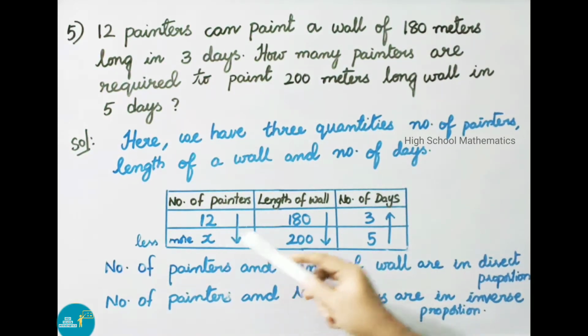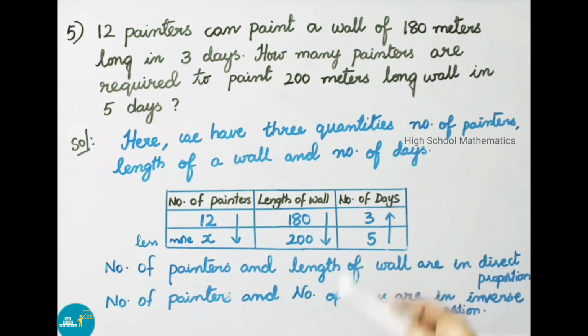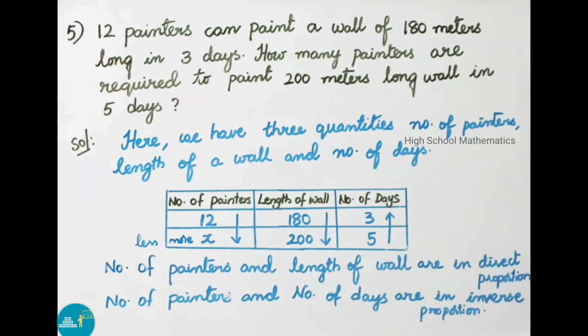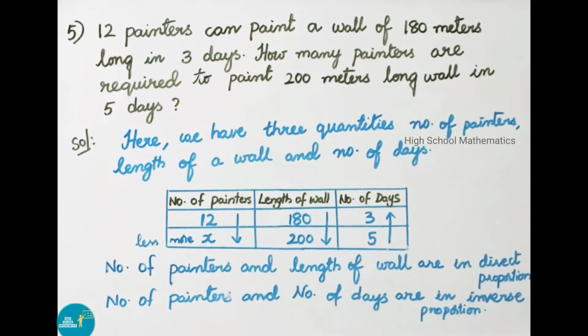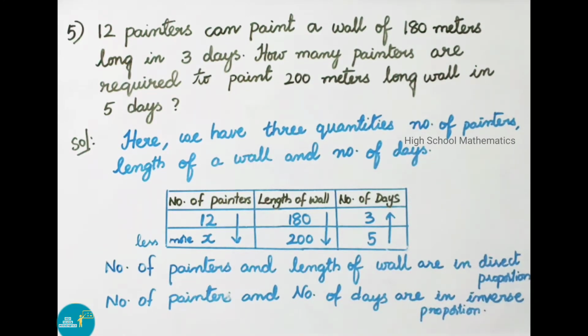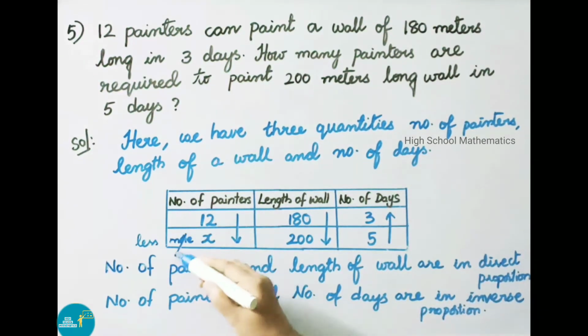Here, less painters, less length of wall; more painters, more length of wall. So, both quantities are in same proportion. That means number of painters and length of wall are in direct proportion. So, we represent length of wall with same arrow, that is downward arrow. Now, let us compare number of painters and number of days. In 3 days, 12 painters can paint. Then, for 5 days, less number of painters are required. Less days, more painters; more days, less painters are required.